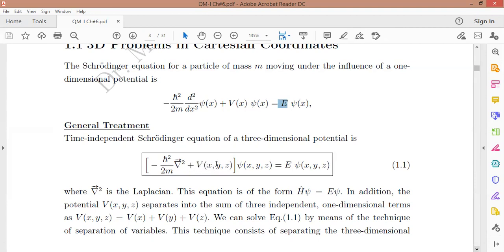This is the kinetic energy, this is the potential energy, but the potential energy is three-dimensional, and the psi wave function is also three-dimensional, psi of x, y, z, and total energy E times psi of x, y, z. Del squared, as you know, is the Laplacian, and H psi is equal to E psi. This is the well-known equation when the Hamiltonian operates on the wave function, it gives total energy.